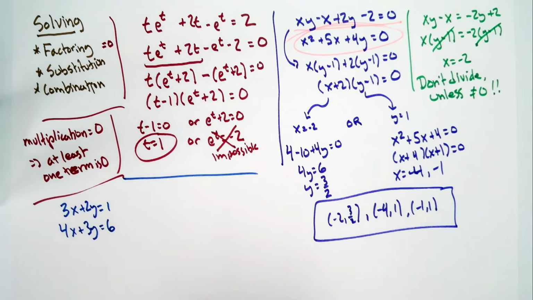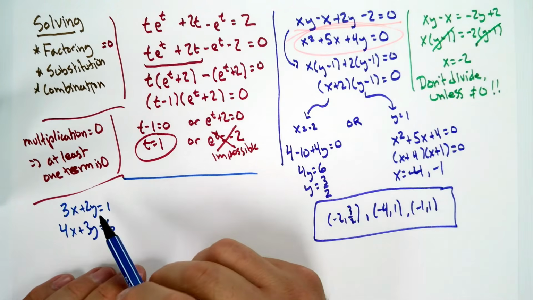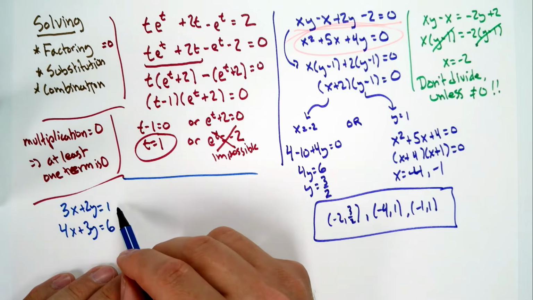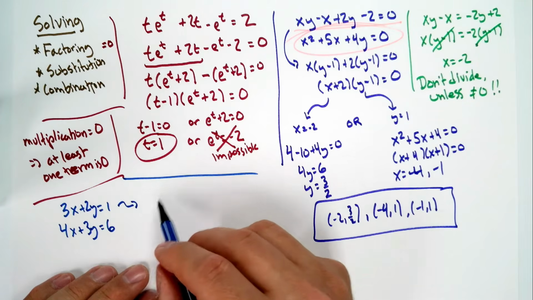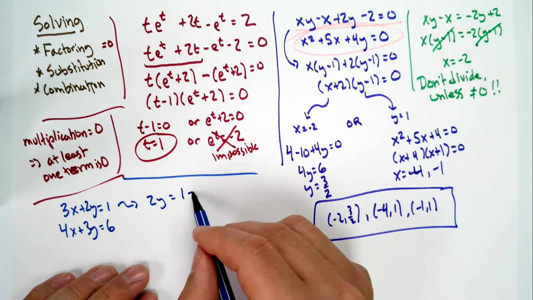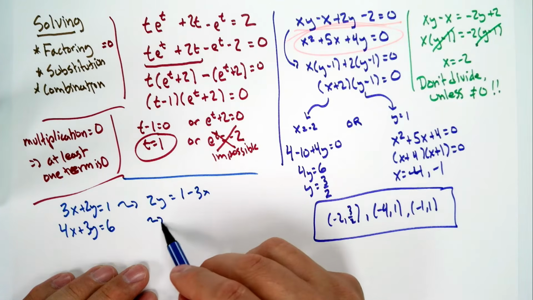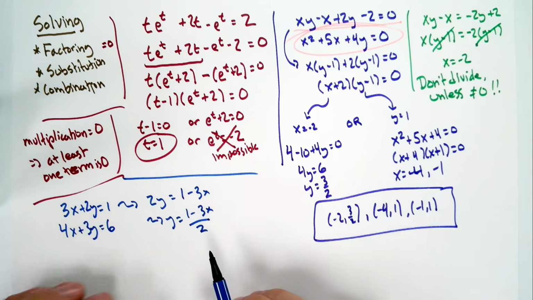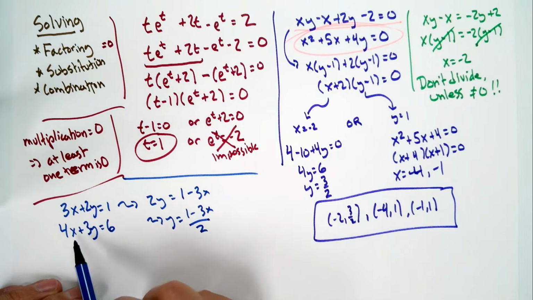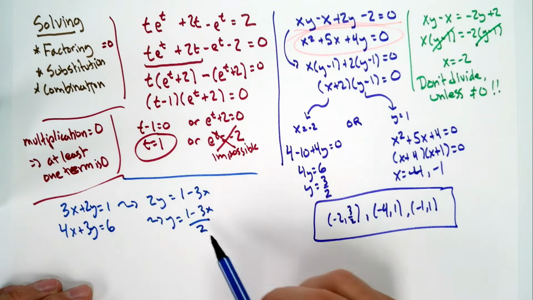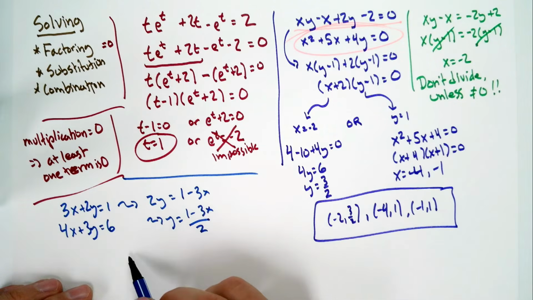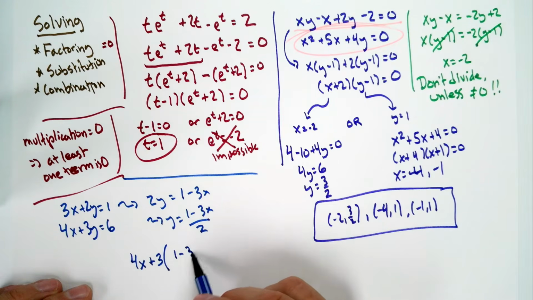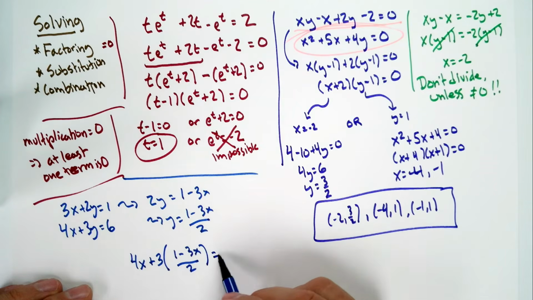Now, what can we do? Well, one of the things we can do is we can do substitution. We haven't done that yet, so let's do an example. We can solve for one of the variables. So let's say we solve for y. 2y is 1 minus 3x, which tells us that y is 1 minus 3x over 2. Now that we solve for y, we can plug it into the other equation. So this is substitution. Solve for one variable, plug it into the other. So we get 4x plus 3, then we have 1 minus 3x over 2 equals 6.